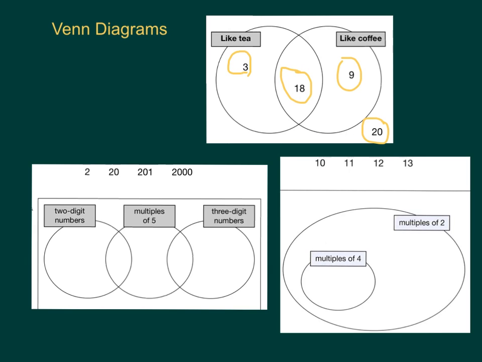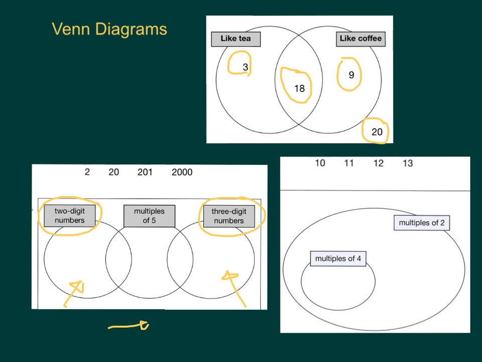Now, have a look at the 2 Venn diagrams below and see if you can figure out why the circles have been laid out in a different way. Pause the video and have a think. So, if we have a look at the example on the left, you can't have a number that's a 2-digit number and a 3-digit number. Those 2 can't overlap. Your number would either have to be in this one, or it would have to be in this one, or it would have to be on the outside. But what it couldn't be is in both of them.